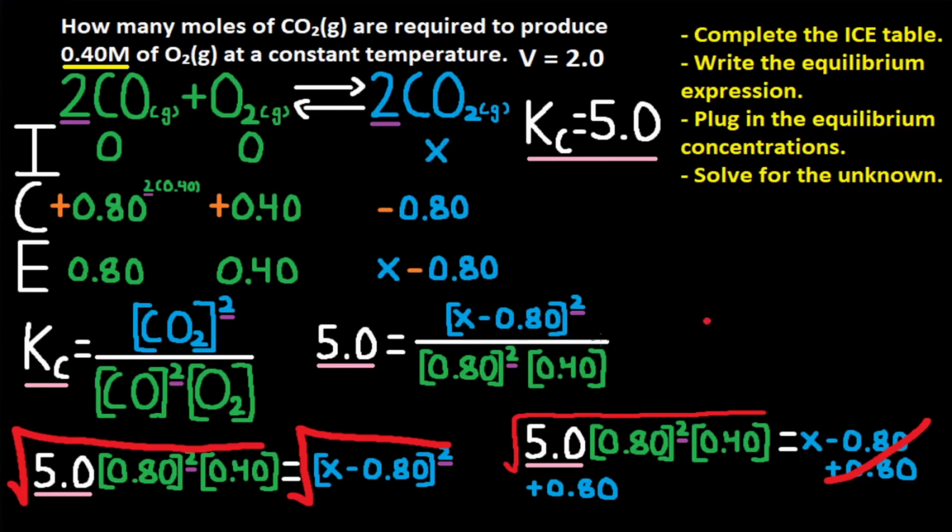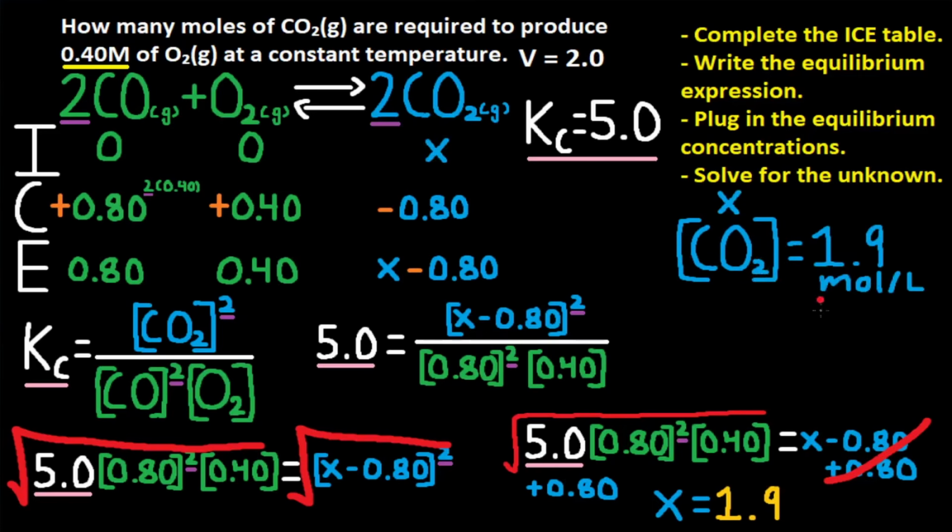Using your wonderful calculator and calculating this out, you should get x is equal to 1.9, and with the x value, we can get the initial concentration of CO2. The initial concentration is just equal to x, so CO2 will be equal to 1.9 moles per liter. However, that is not the answer to the question because it's asking us how many moles of CO2 are required. So we just need moles by itself, and to get that, we do moles divided by liter, multiplied by liters to cancel out. And we are given a volume of 2.0, so we have 2 here. So when we do 1.9 multiplied by 2, the answer will be 3.8 moles.